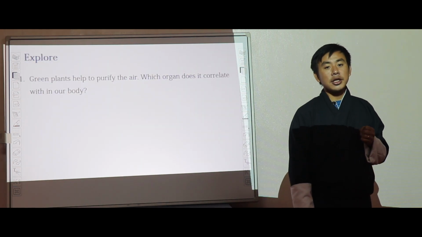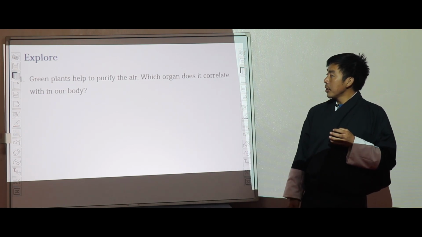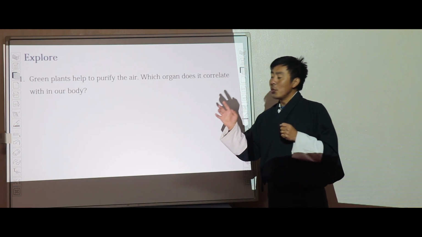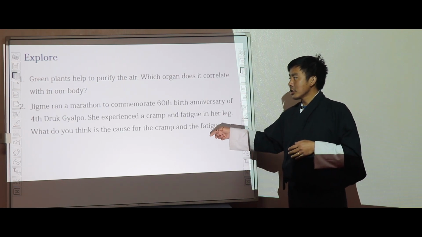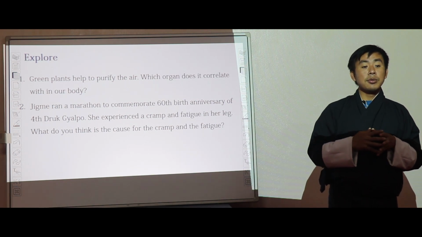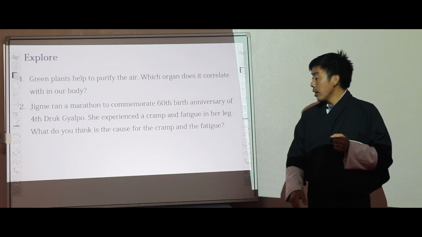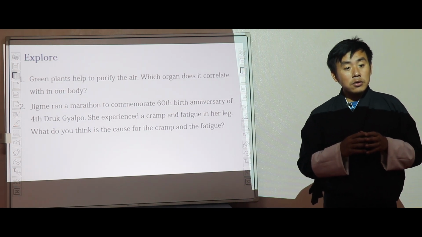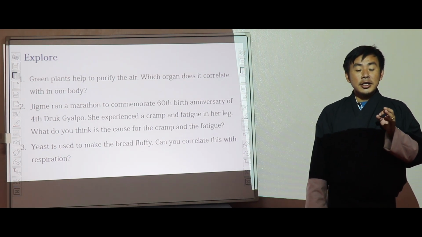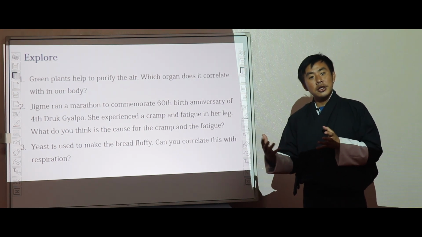Before I wrap up the lesson for the day, I would like to request the students to explore the following questions. The first question: green plants help to purify the air. Which organ does it correlate with in our body? The second question: Jigme ran a marathon to commemorate the 60th birth anniversary of the 4th Drugalpo. She experienced a cramp and fatigue in her leg. What do you think is the cause for the cramp and the fatigue? And the last question: yeast is used to make bread fluffy. Can you correlate this with respiration?